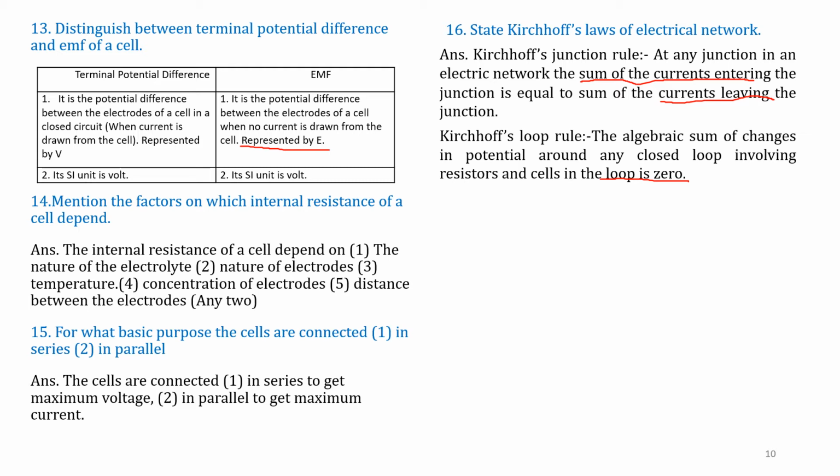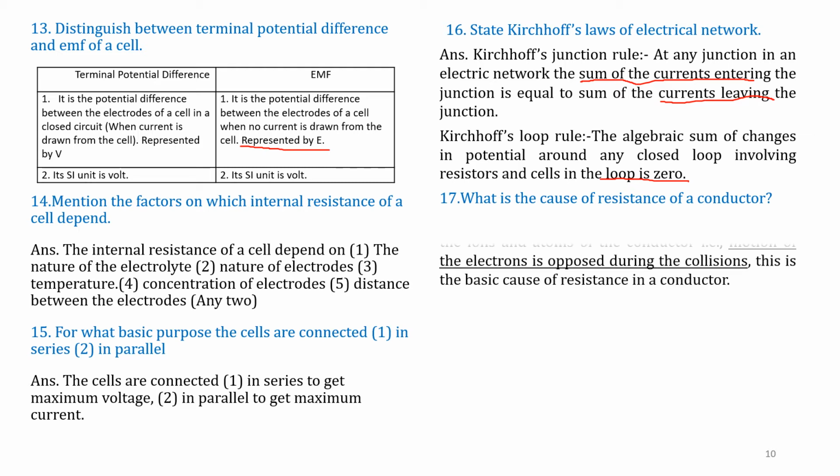Question number 17. What is the cause of resistance of a conductor? While drifting, the free electrons collide with ions and atoms of the conductor. Motion of electrons is opposed during collisions. This is because of the resistance. This is the basic cause of resistance in a conductor.